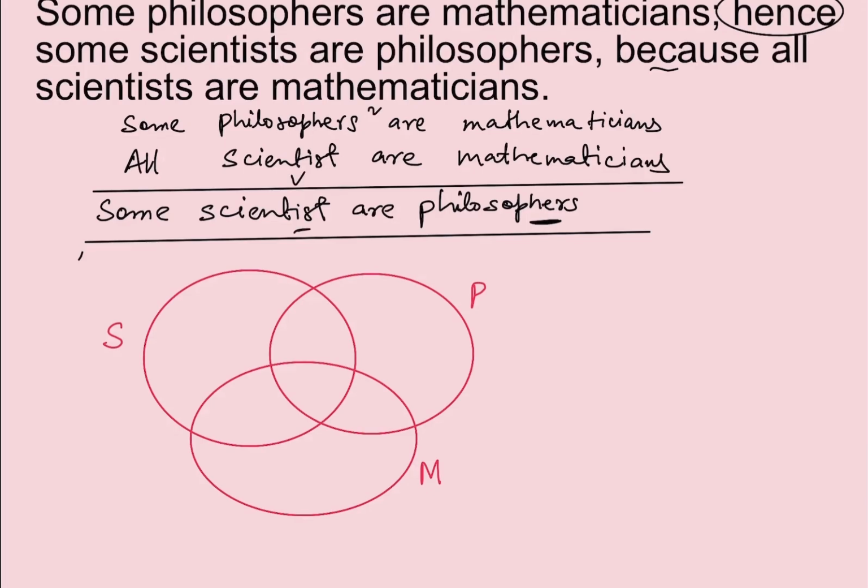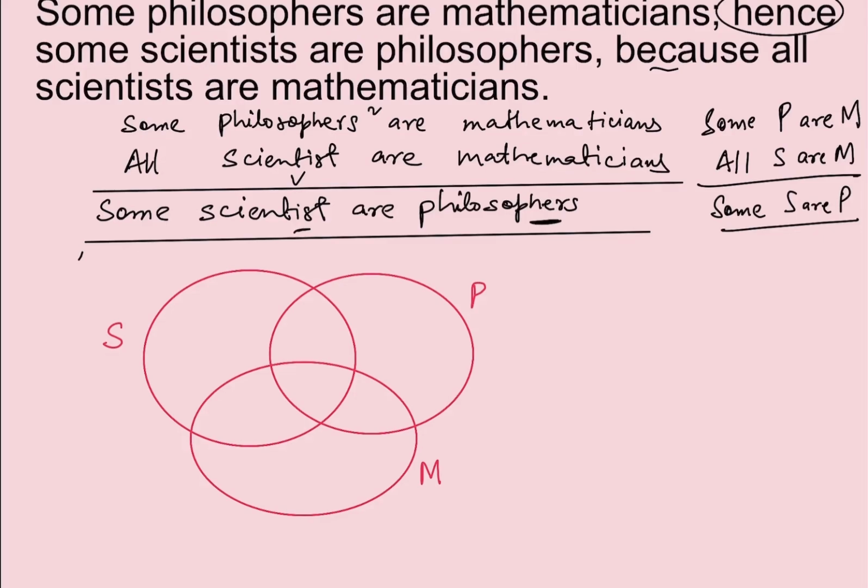And once you're done with it, so you can simply do some. Sorry, this should be P. Some P are M because this is middle term M, and then all S are M, and then the last one is some S are P. So let's see all S are M. तो ये पूरा पार्ट आपका शेड हो जाएगा all S are M. Next में we have some P are M. So again यहाँ पे आपका middle term का X का position आ जाएगा, and then some S are P. So it is again invalid.